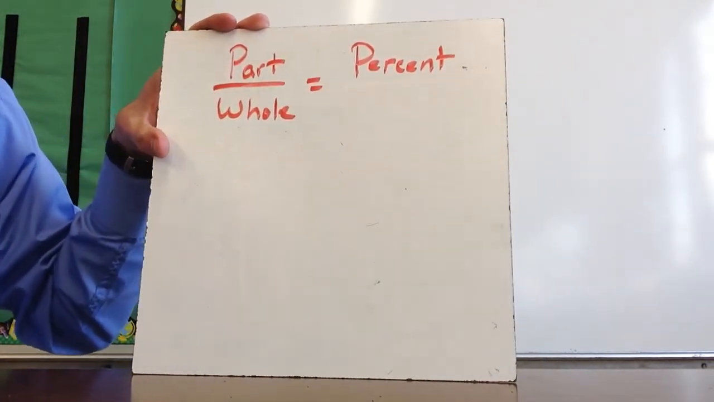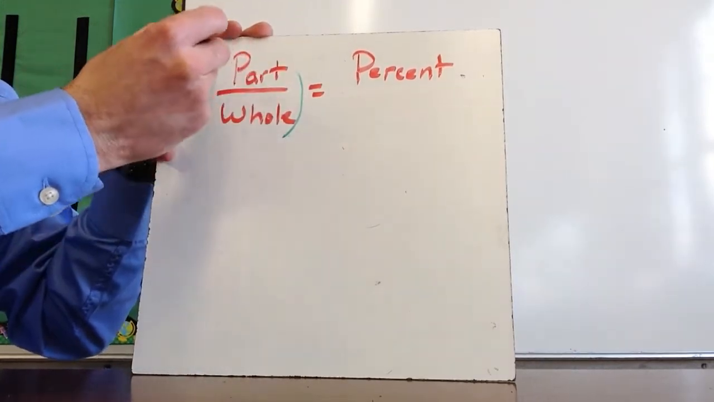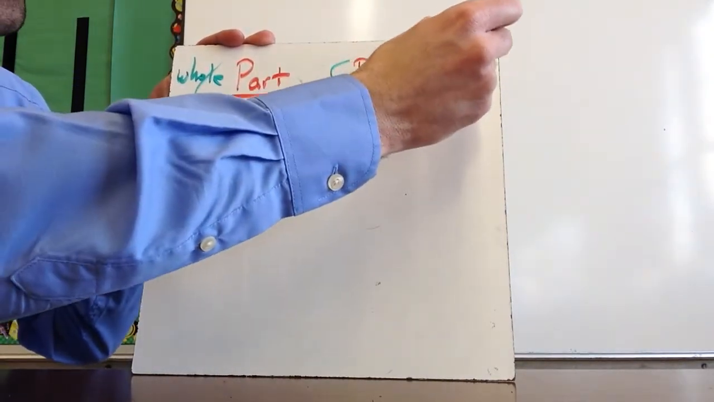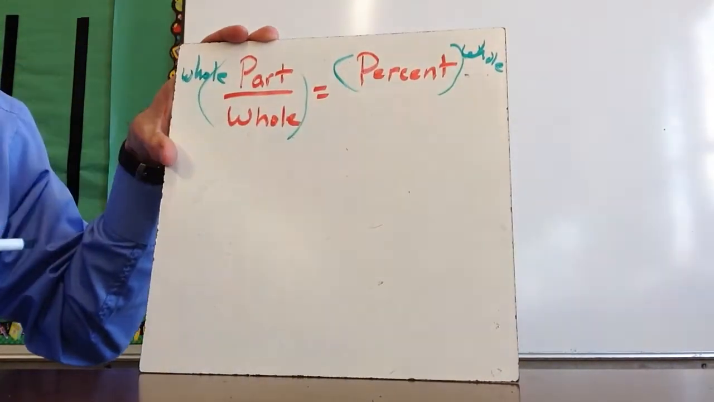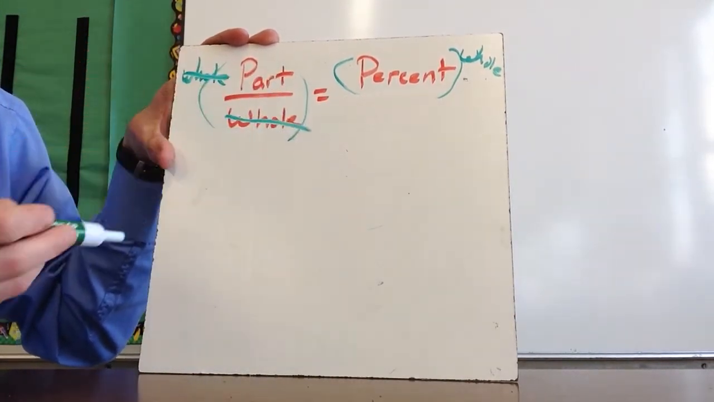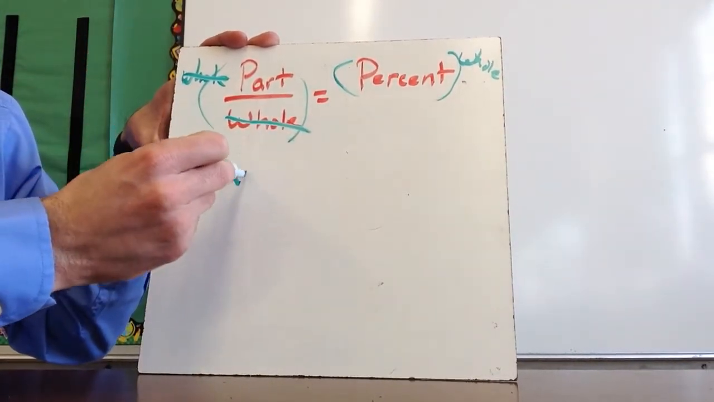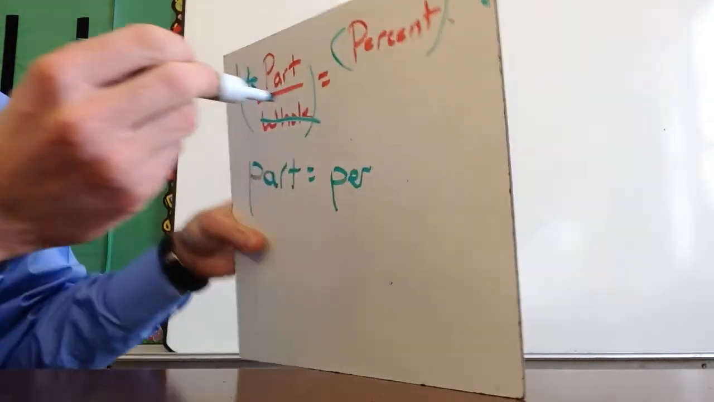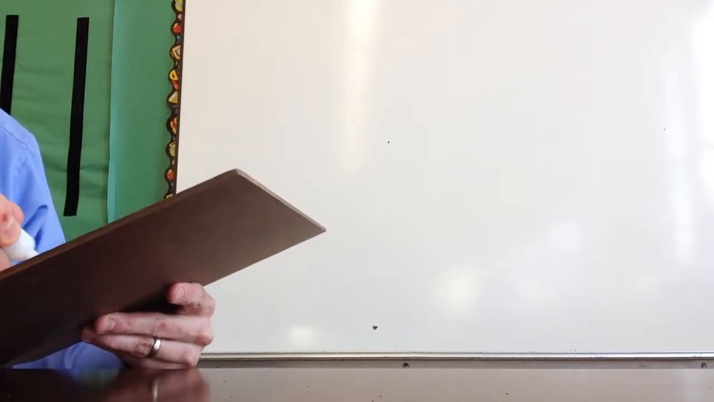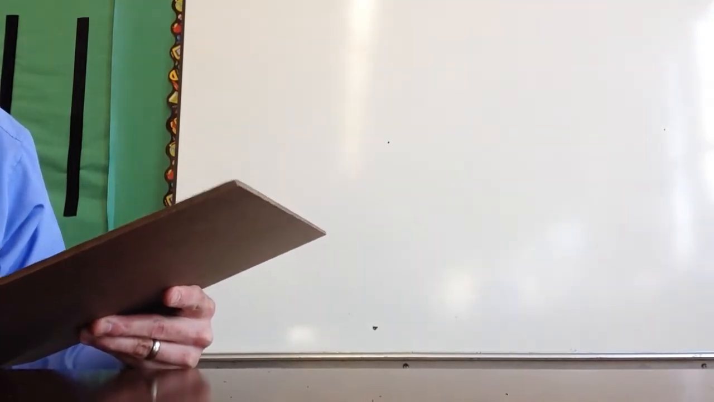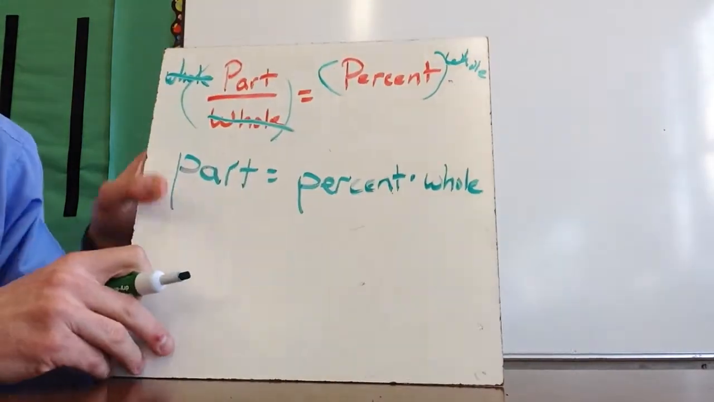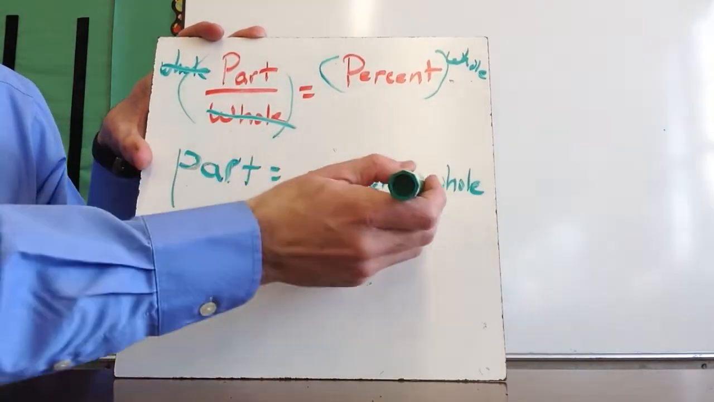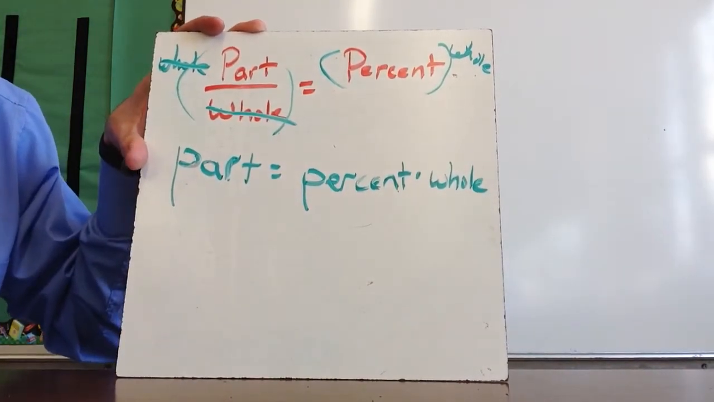Then to get the percent equation, all we end up doing is multiplying the whole times this side and the whole times this side. And so the percent equation, essentially after we cancel these out, becomes part equals percent times whole. I'm going to write this nicely so that you can see it. So part equals percent times whole.